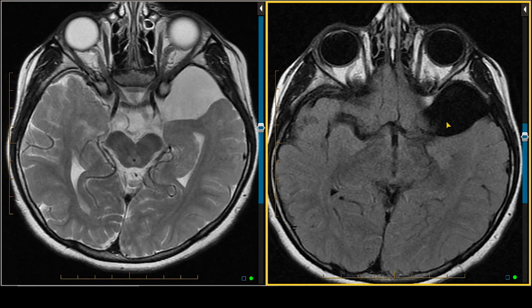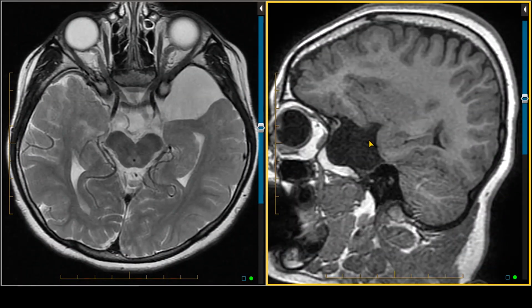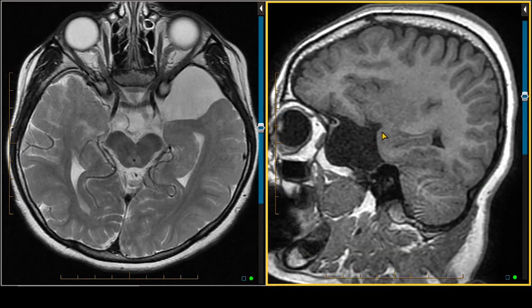If we look at FLAIR imaging, we can see that the area that was bright on T2 weighted imaging is dark. This confirms that we have pure fluid signal. On T1 weighted imaging, we can see the posterior margin of this fluid collection, there's brain parenchyma with gray matter.